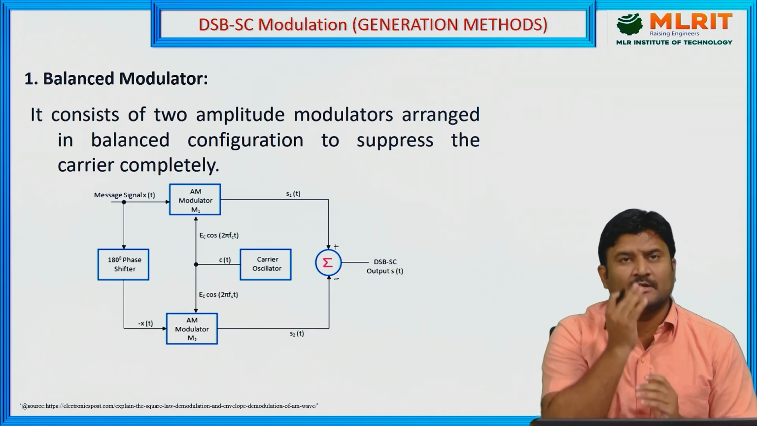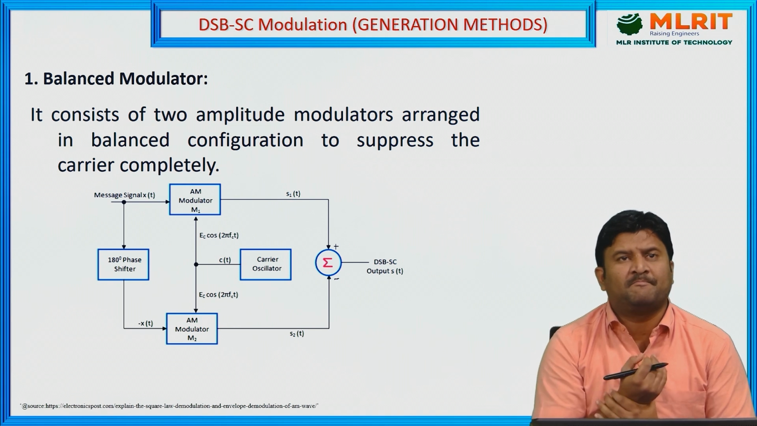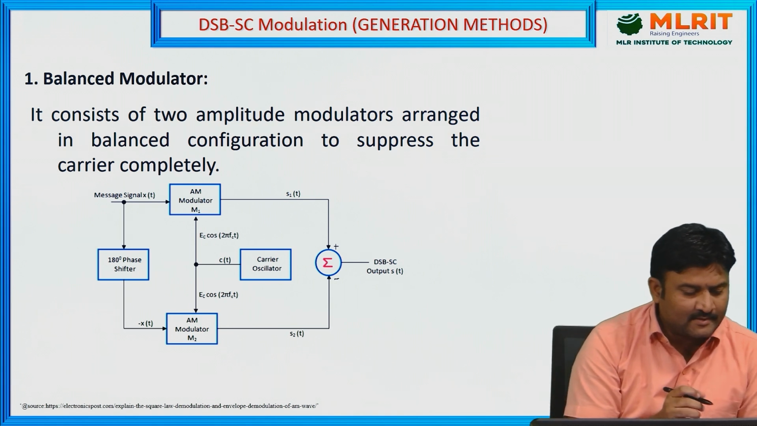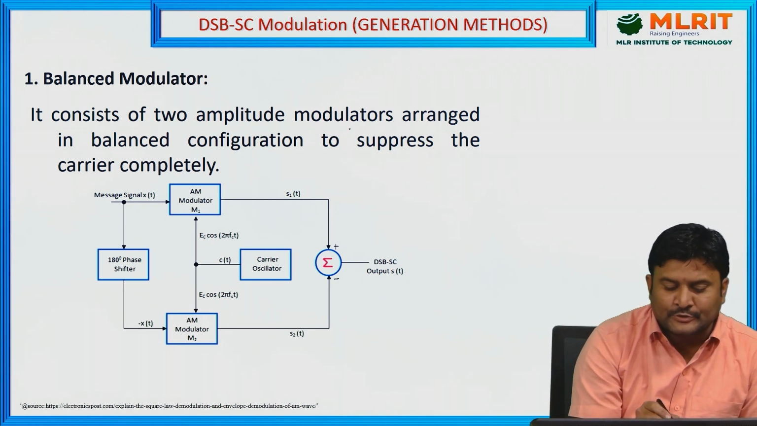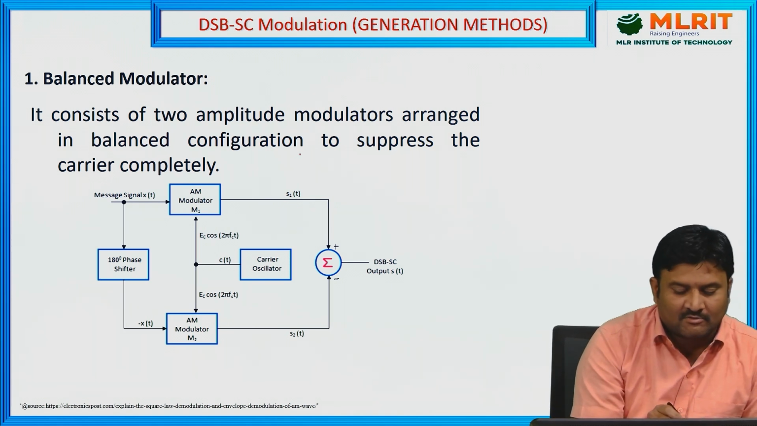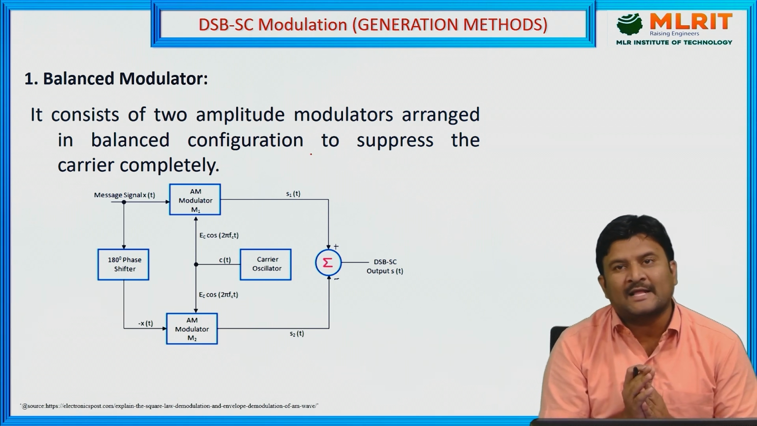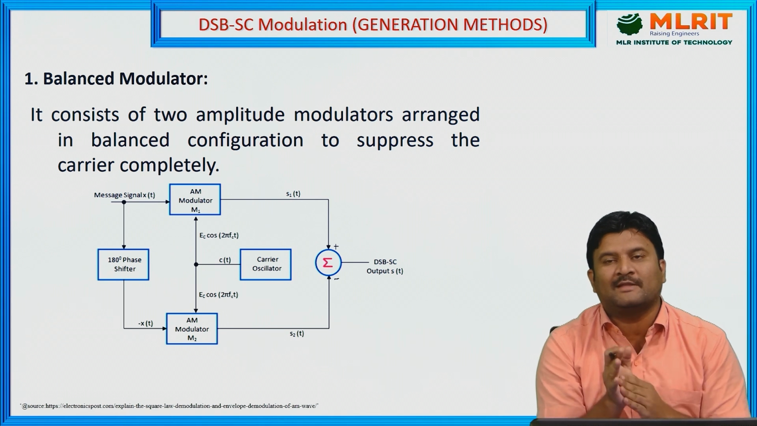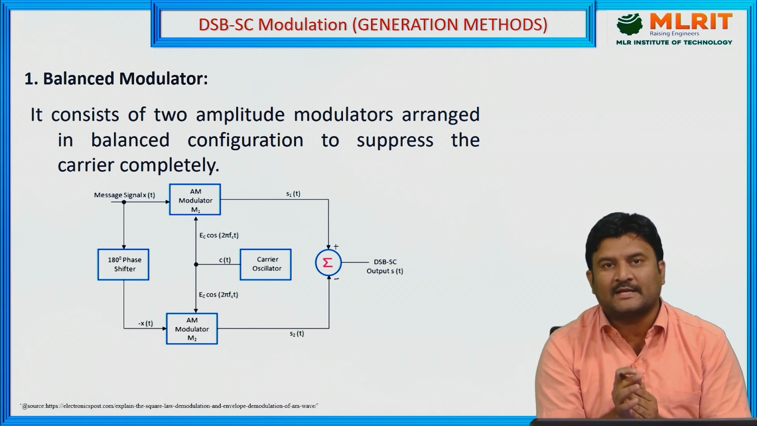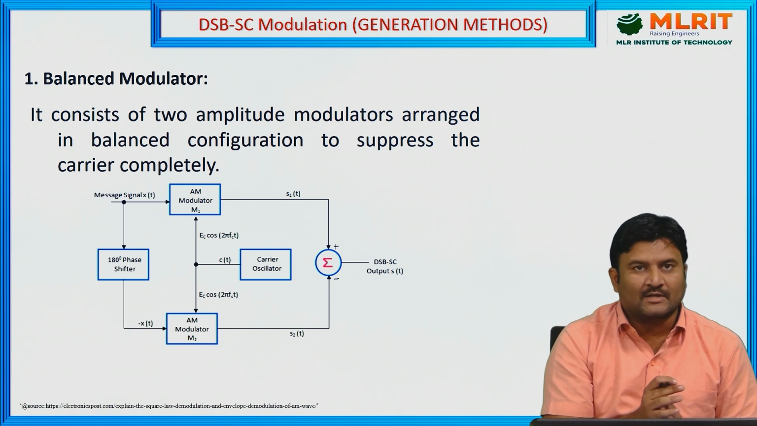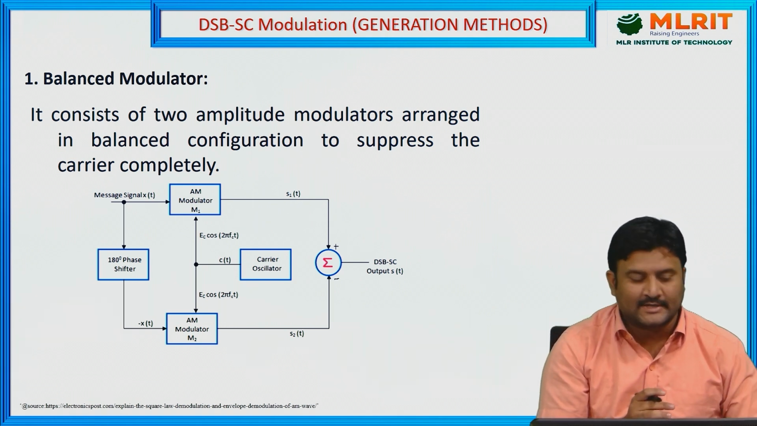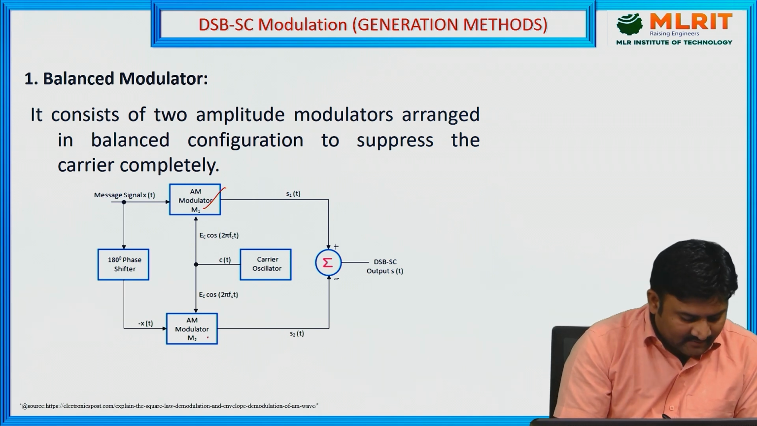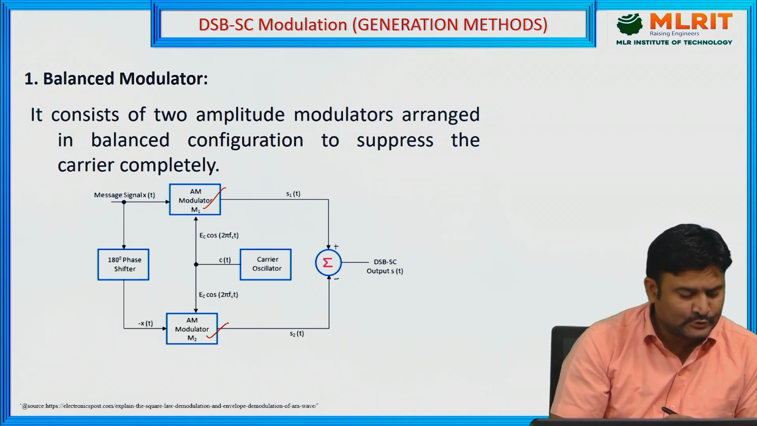The first generation method is the balanced modulator. What is that? Observe here, it consists of two amplitude modulators arranged in a balanced configuration to suppress the carrier completely. Once the carrier is completely suppressed, it is called a double sideband suppressed carrier system. For this, I am taking two AM modulators: one is AM modulator 1, and the second one is AM modulator 2.